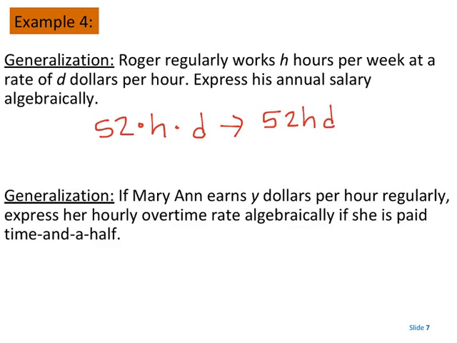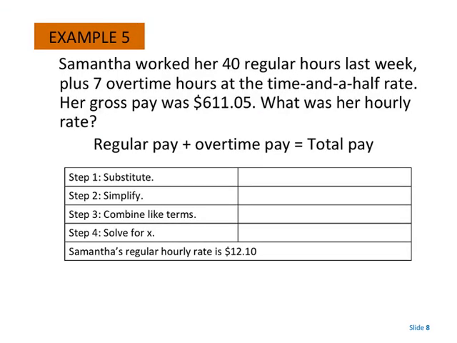And then I also want to help out Mary Ann with her general equation. She earns Y dollars per hour regularly. Express her hourly overtime rate algebraically if she was paid time and a half. What we did with the previous example was 1.5 times her hourly wage. Those are the general formulas, you guys. You can use these to determine how often you get paid and how much your salary is, and that's the reason I'm showing you the general formulas, because I want you to be able to plug them in for your job in the future.